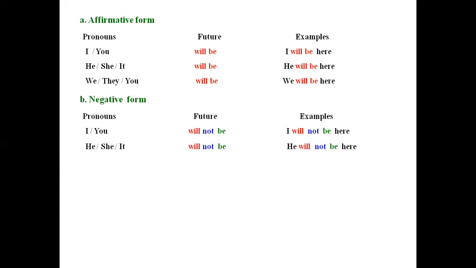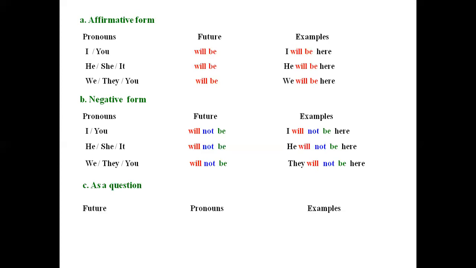The second example with the third personal pronoun, he will not be here or she will not be here. With the third one, they will not be here, or you will not be here, or we will not be here. The last situation is as a question, when we want to ask a question using the future with the verb to be. Here, of course, as I said, we need to start with the verb, then the pronoun, and then the rest of the sentence.